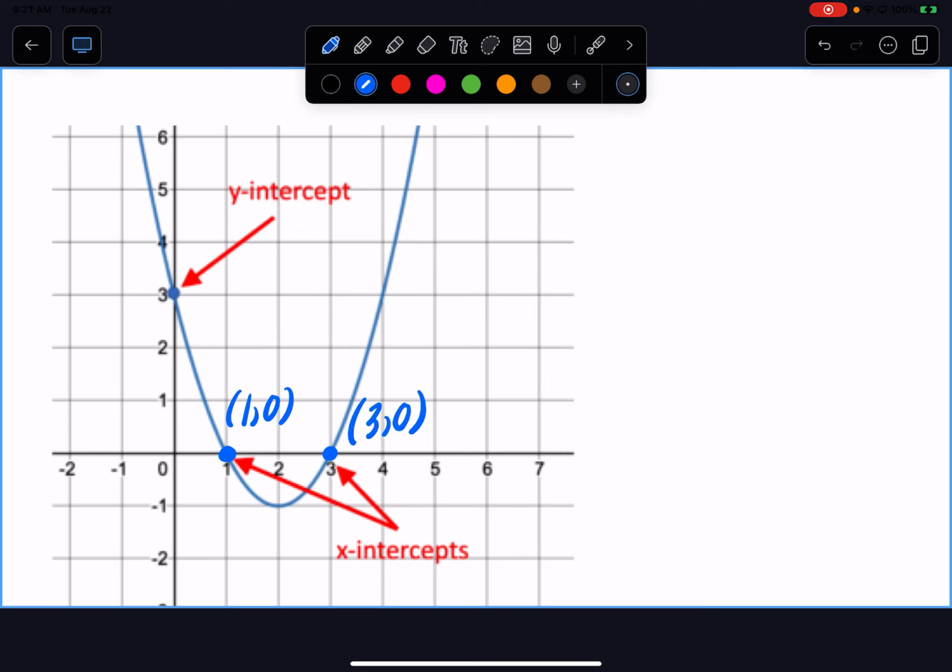The y-intercept is where it crosses the y-axis, and once again, they want it as an x, y point. That's over 0, but up 3 units. So don't overcomplicate it. All right, awesome.